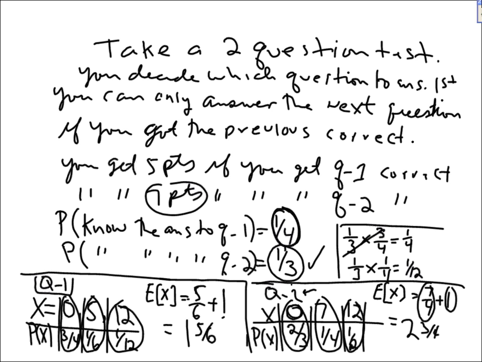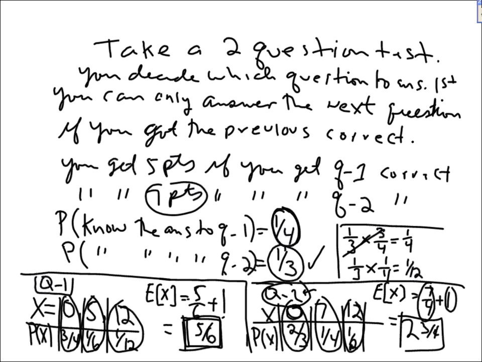The answer is question number 2. Of course, based on the given information, you will get 2 3/4 points, whereas if you answer question number 1 first, you only expect to get 1 5/6.